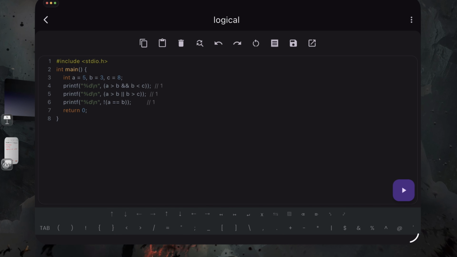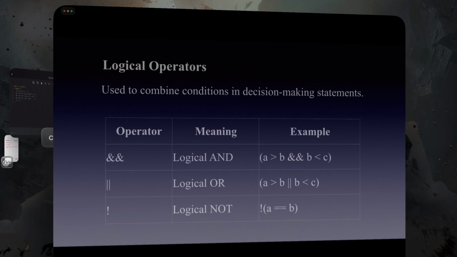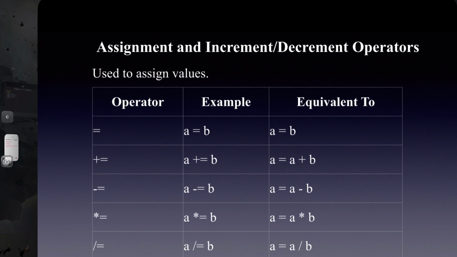And then we use the NOT operator. Since A is not equal to B, it prints 1.